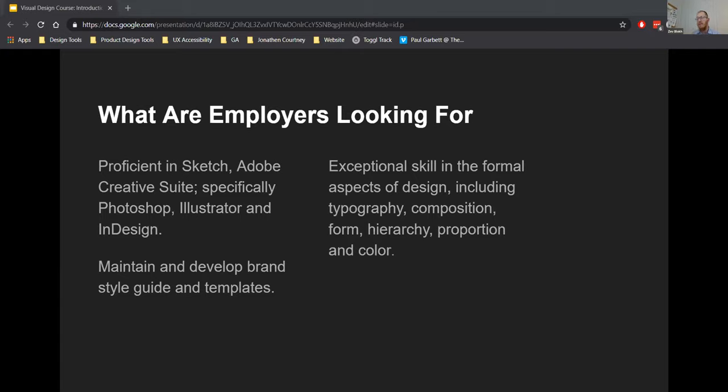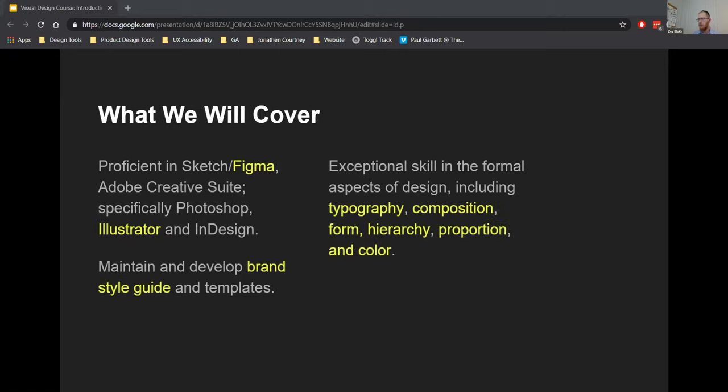So they want you to be able to maintain and develop brand style guides and templates and have exceptional skills in the formal aspects of design, including typography, composition, form, hierarchy, proportion, and color. So all the basic tools of a visual designer. So what we will be covering is using a program called Figma.